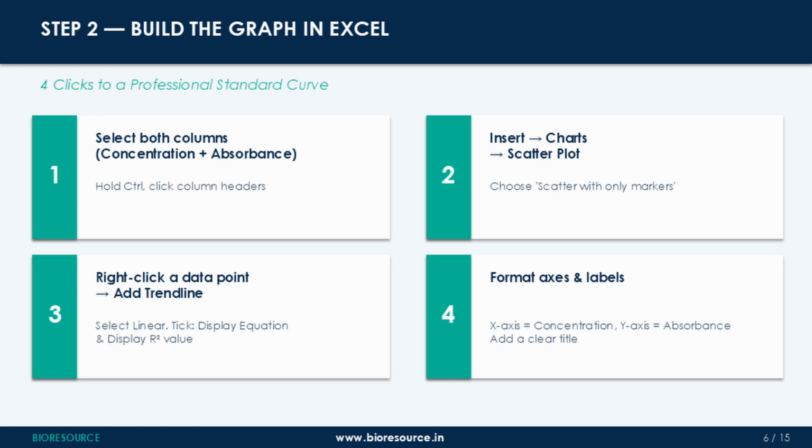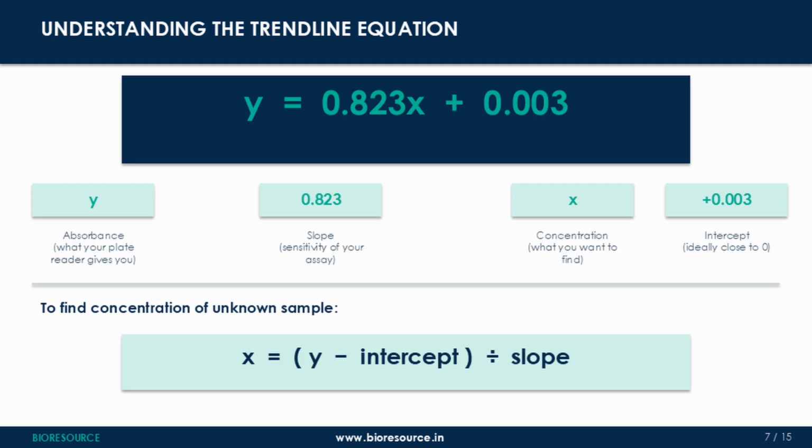Most beginners think the difficult part is building the graph. Actually, the difficult part is interpreting whether the graph is trustworthy, which brings us to the equation. Excel will display an equation that looks like this: y equals 0.823x plus 0.003. Let me break down every term.